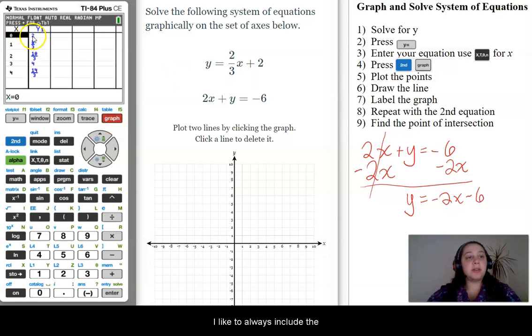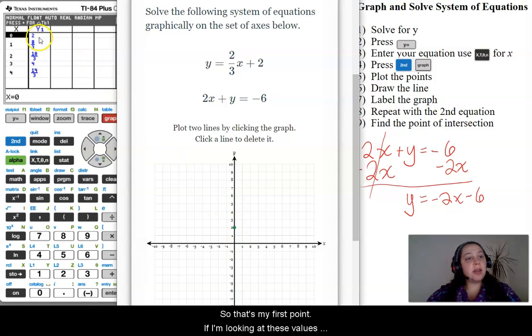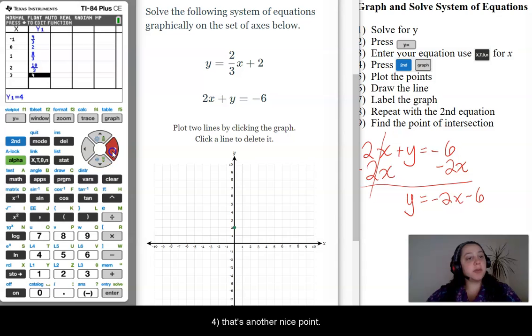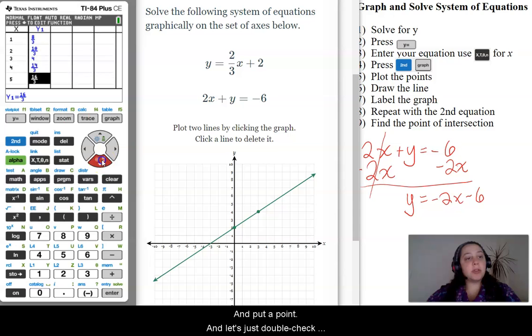I like to always include the point where x is 0. So 0, 2 will be the first point that I graph. 0, 2. So that's my first point. And if I'm looking at these values now, none of these are easy to graph. So you can go up and look for more, or you can go down. 3, 4, that's another nice point. So I'm going to go to 3 in my x and up 4 and put a point. And let's just double check our work. Let's find another one. 6, 6, 6, and up 6. Yep, that's on my graph.